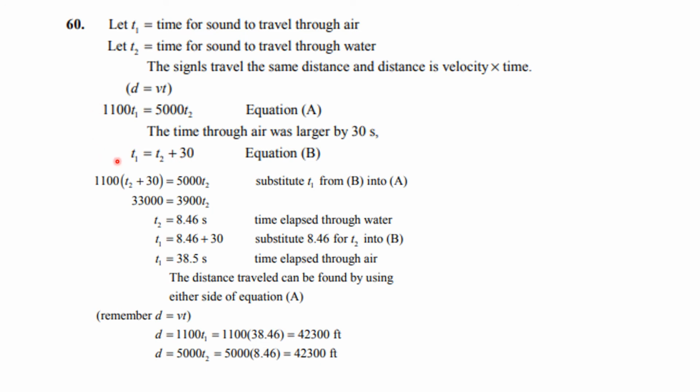We're solving this by substitution because we know T1 is equal to this. So we substitute that into this first equation and we solve, and we get T2 is equal to 8.4 seconds and T1 was 38.5 seconds. But the question was asking us how far away was the explosion, so we have to use either one of those values. Distance equals rate times time, and we understand that that explosion was 42,300 feet.